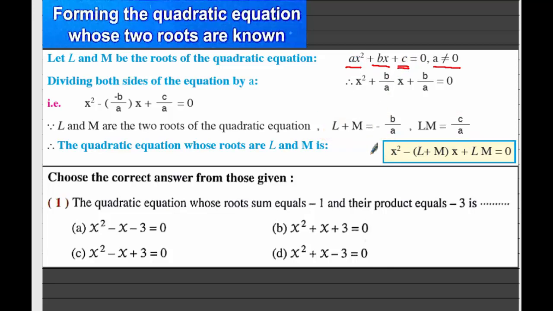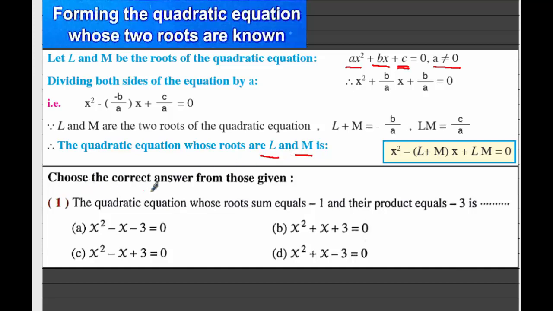Okay, so here we have the main rule. The quadratic equation whose two roots are L and M is x squared minus the sum of the two roots, L plus M, multiply x, plus the product of the two roots, LM, equals 0. And don't forget, L and M are the two roots of the quadratic equation.